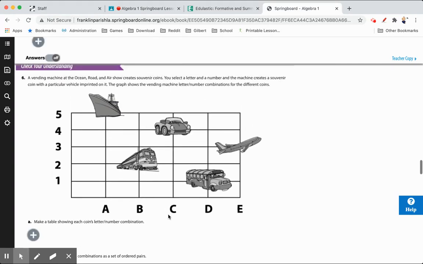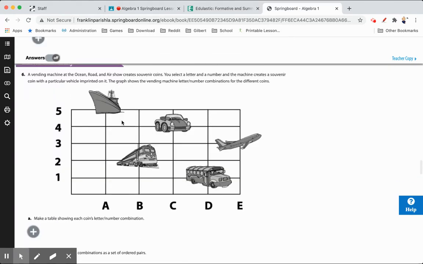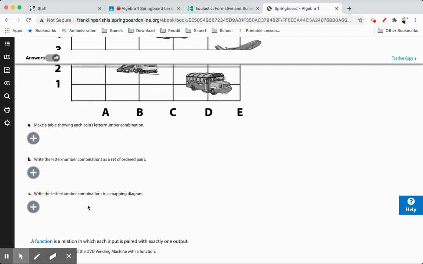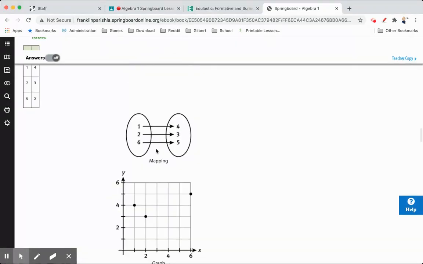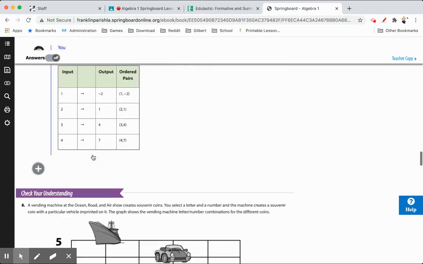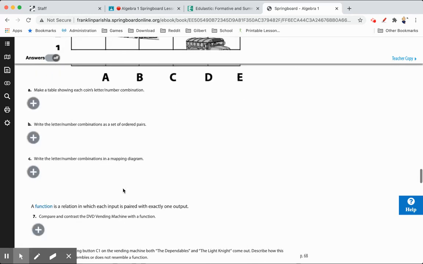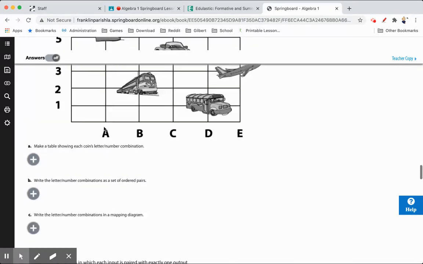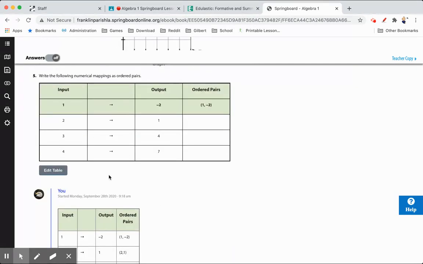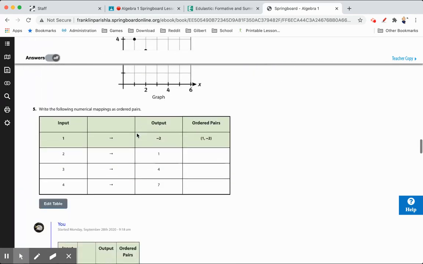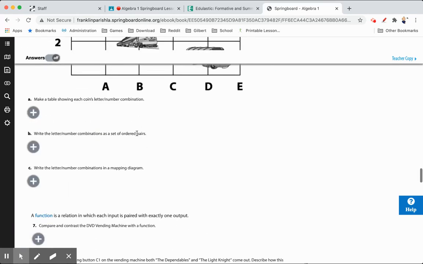Check for understanding. Here's the vending machine. I want you to try this one on your own, okay? You have your pairs. You just follow left and right first, up and down second. You're going to make a table, write the letter number combinations in a mapping diagram. So it looks kind of like this. That's where we did right here. So set of ordered pairs, that's where you need these set that runs in parentheses. And there's the letter combination showing a table as a table. That's where we made one using over here. This is a table. So do number 6 to check your understanding of what we're talking about.